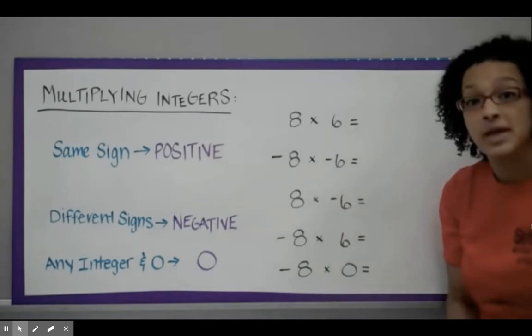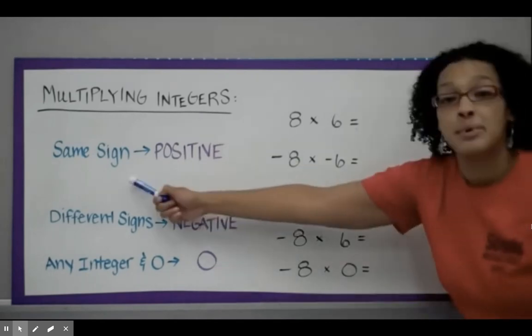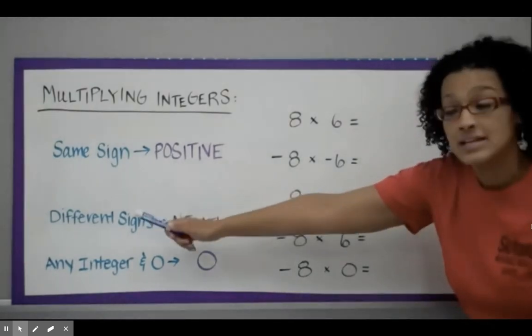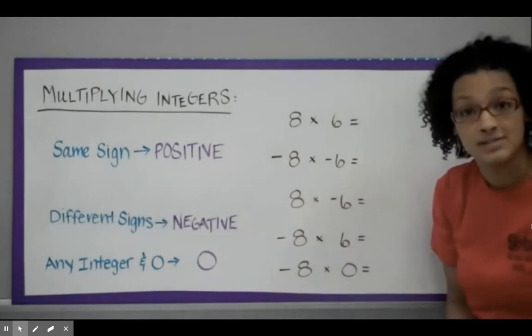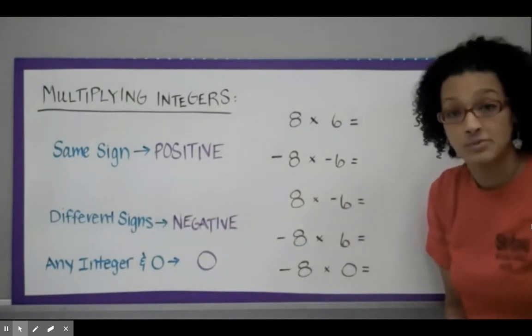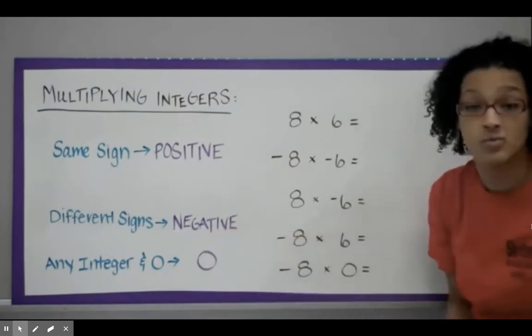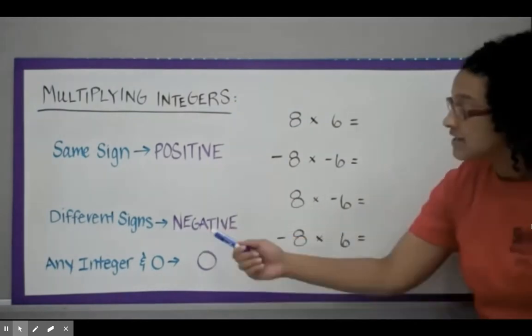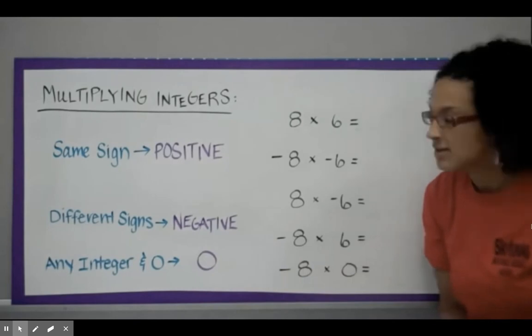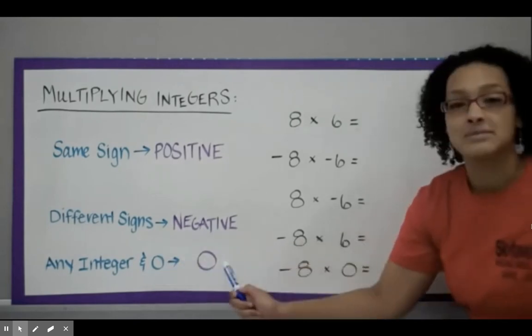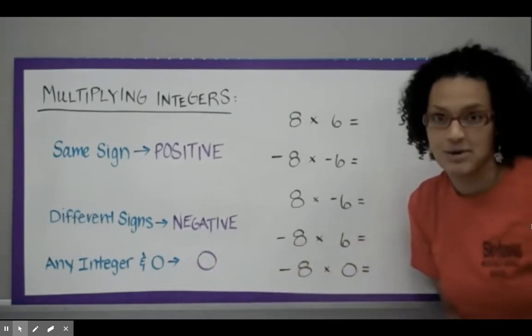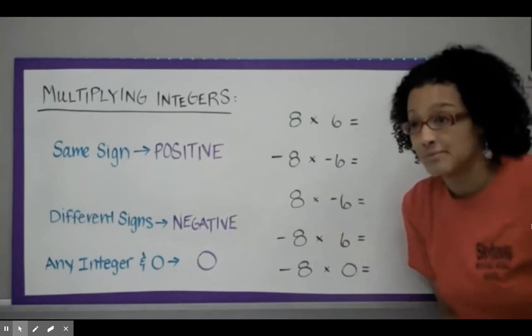If you're multiplying two integers, if they both have the same sign, your answer is going to be positive. So if they're both negative or if they're both positive, your answer is going to be positive. If they have different signs, one is negative, one is positive, then your answer is going to be negative. And if you multiply anything times zero, the answer will just be zero. So let's take a look at some examples.